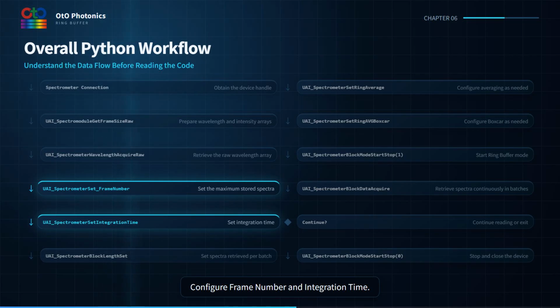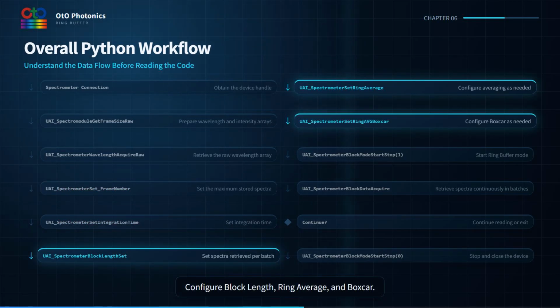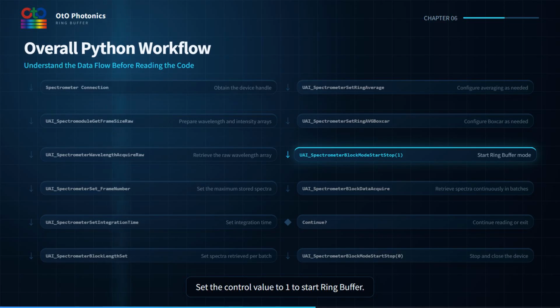Third, use frame number to configure the maximum number of spectra stored in the spectrometer, and then set the integration time. Fourth, configure block length to determine how many spectra the computer retrieves from ring buffer per call. If required, also configure ring average and whether boxcar processing is applied to the output spectra. Fifth, set the block mode start-stop control value to 1 to start ring buffer.